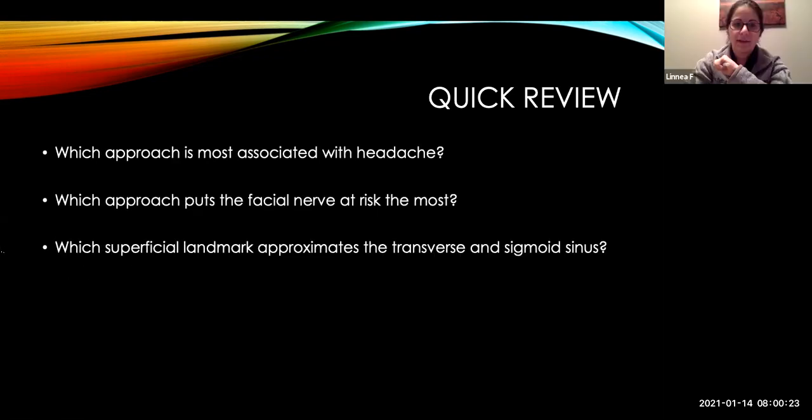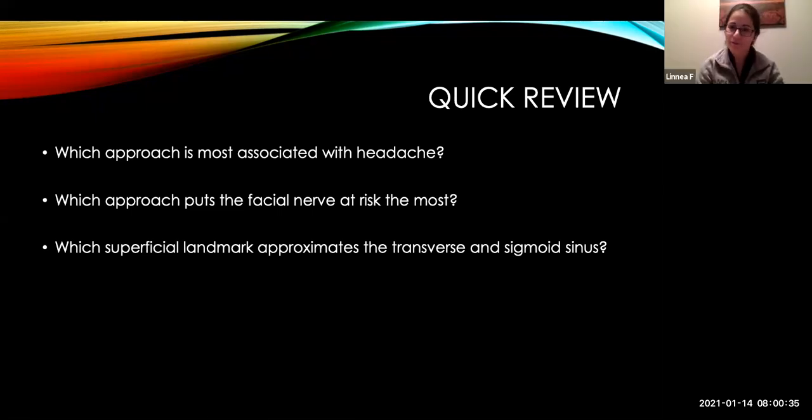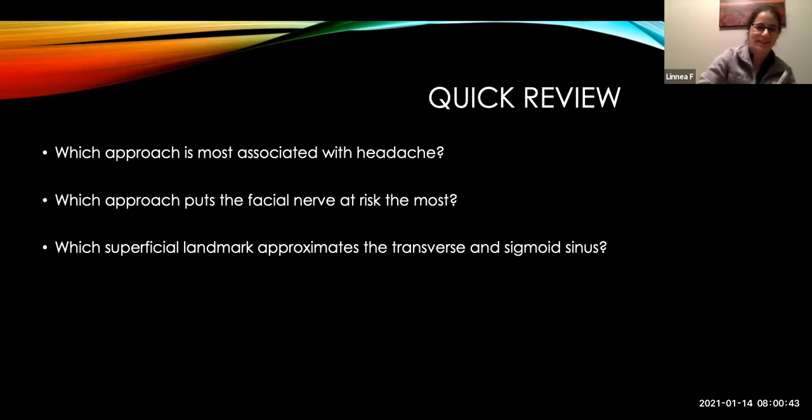Perfect. And then, here are the buzzer questions. Which approach is more associated with headache? Most associated. This is from the Mayo Clinic review book. That's what you just said. Yes, retrosig. And which approach puts the facial nerve most at risk? Middle. Awesome. Perfect. Dr. Diaz-Ordaz is ready to pass the board.